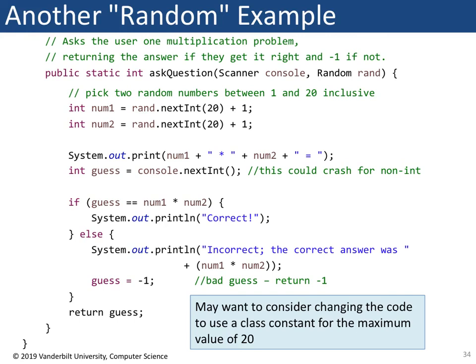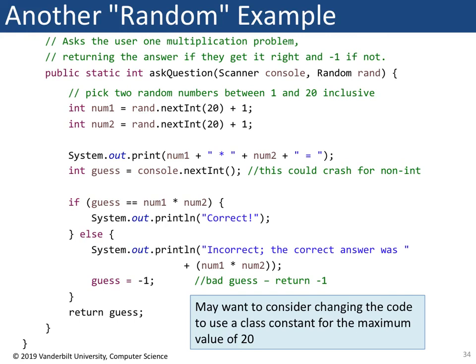So at this point, we are going to print out num1 times num2 equals, and this is a prompt. So we are not going to use a print line because we want the user to type behind the equal sign. So we use a print statement, not a print line statement. Then we're going to use the console object, which is a scanner object, to get the next int, and we're going to store that into guess. That's where we're going to store the user's guess.